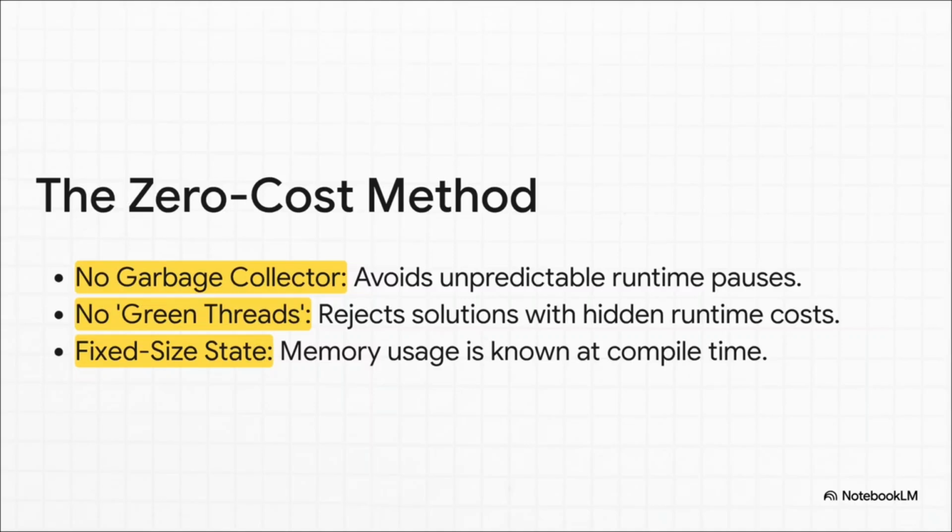Well, a few key things. First, Rust has no garbage collector, which means no unpredictable pauses at runtime. Second, the language designers purposely rejected other solutions like green threads because they came with hidden performance costs. And finally, and this is the genius part, that whole state machine the compiler generates is just a simple struct whose size is perfectly known at compile time. The cost is paid once, upfront, during compilation, not over and over again while your program is running.